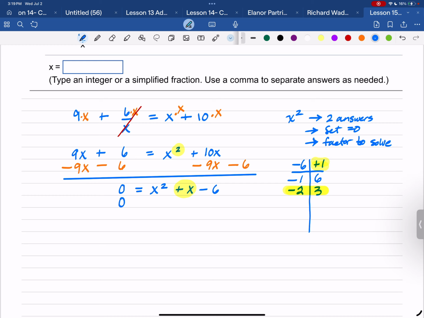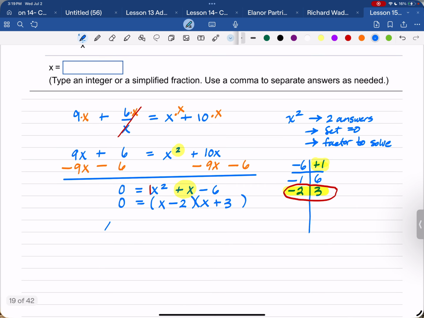So 0 equals, and I'm going to factor, (x - 2)(x + 3). Because the coefficient of x squared here is an implied 1, we don't have to worry about any splits or grouping. We just can take the factors directly from our table where we found them and put them in as the factors that we need.